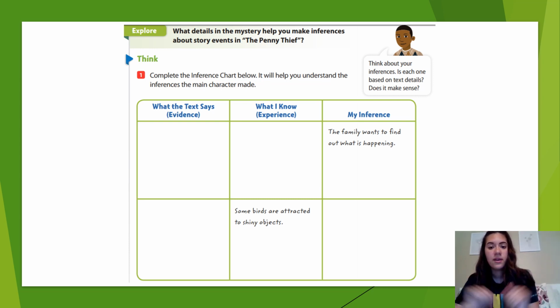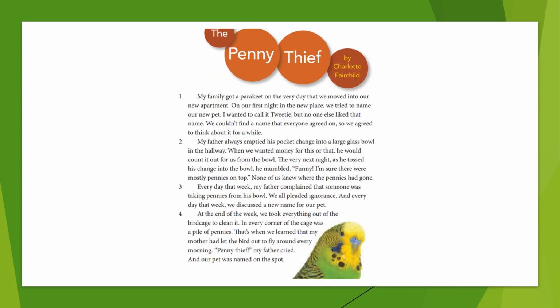So you'll see on the first one that the inference is filled out for us already. The family wants to find out what is happening. Now we've got to go back into the text to figure out what the text says and what we already know to get that inference. The chart gives me the first inference, so I have to read closely to find the text evidence that supports it. We're working backwards. I find my first piece of evidence at the end of paragraph 2. The narrator says, "None of us knew where the pennies had gone." I'm going to put that in the what the text says box because that lets me know that they want to find out what's happening.